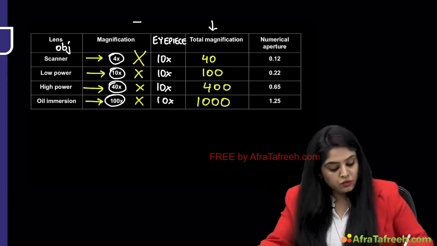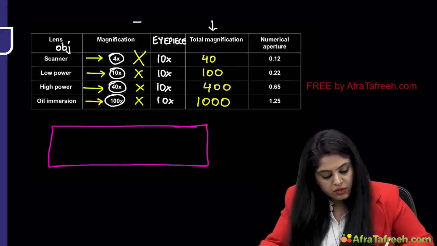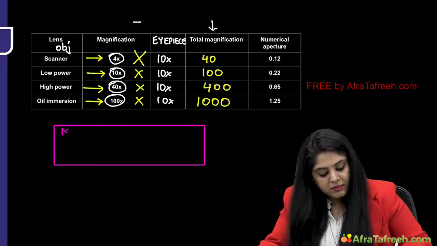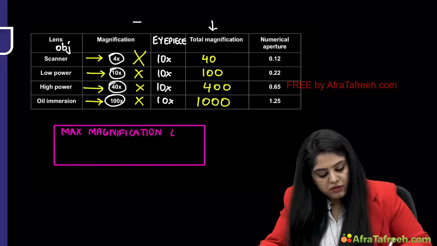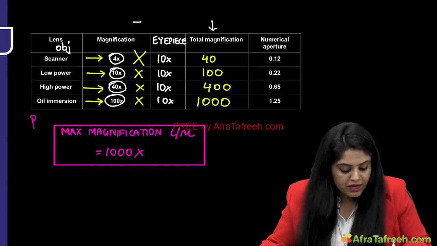So if they ask you, and this question is the most important, what is the maximum magnification that a light microscope can give you? The maximum magnification offered by a light microscope is 1000x. You have seen this question so many times in your previous years, haven't you?